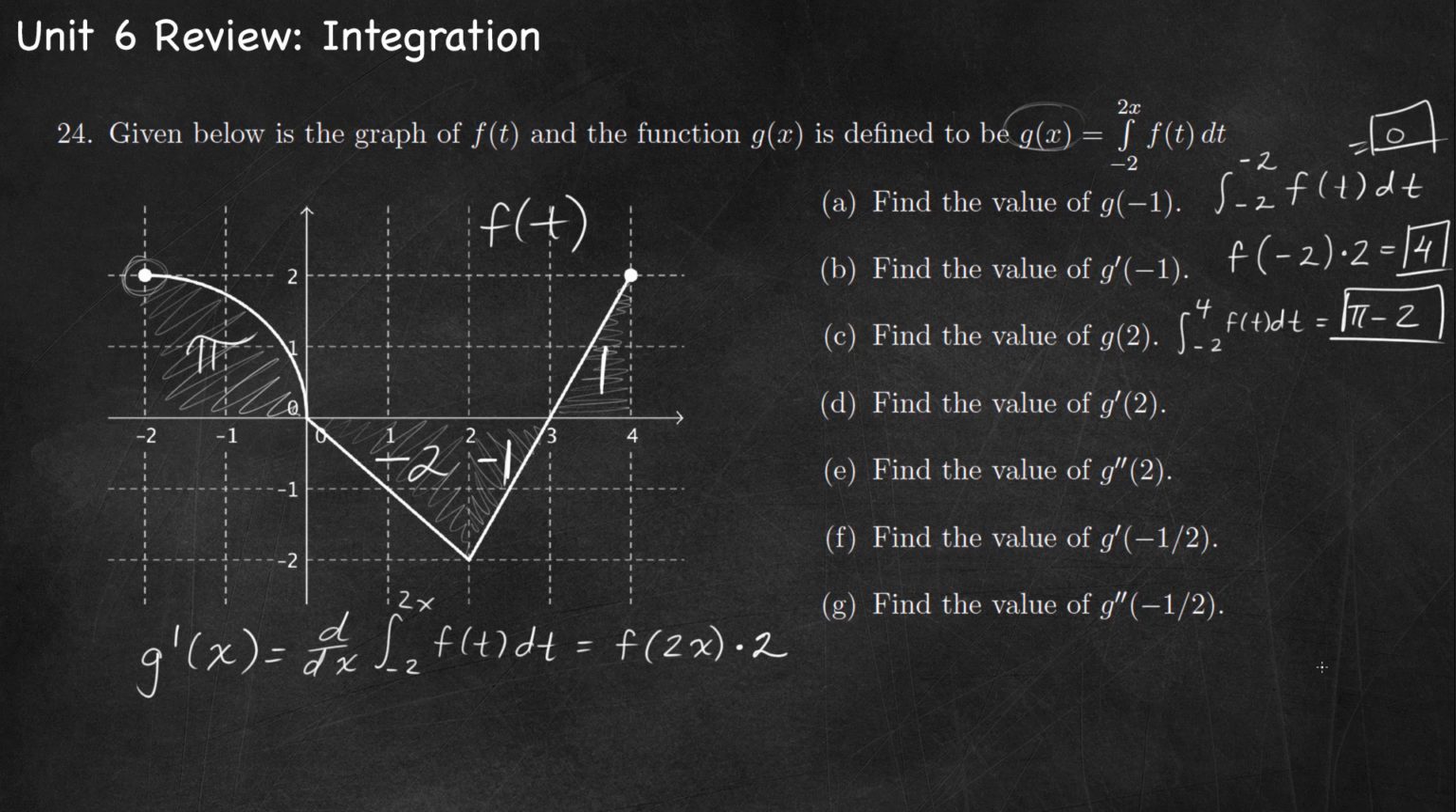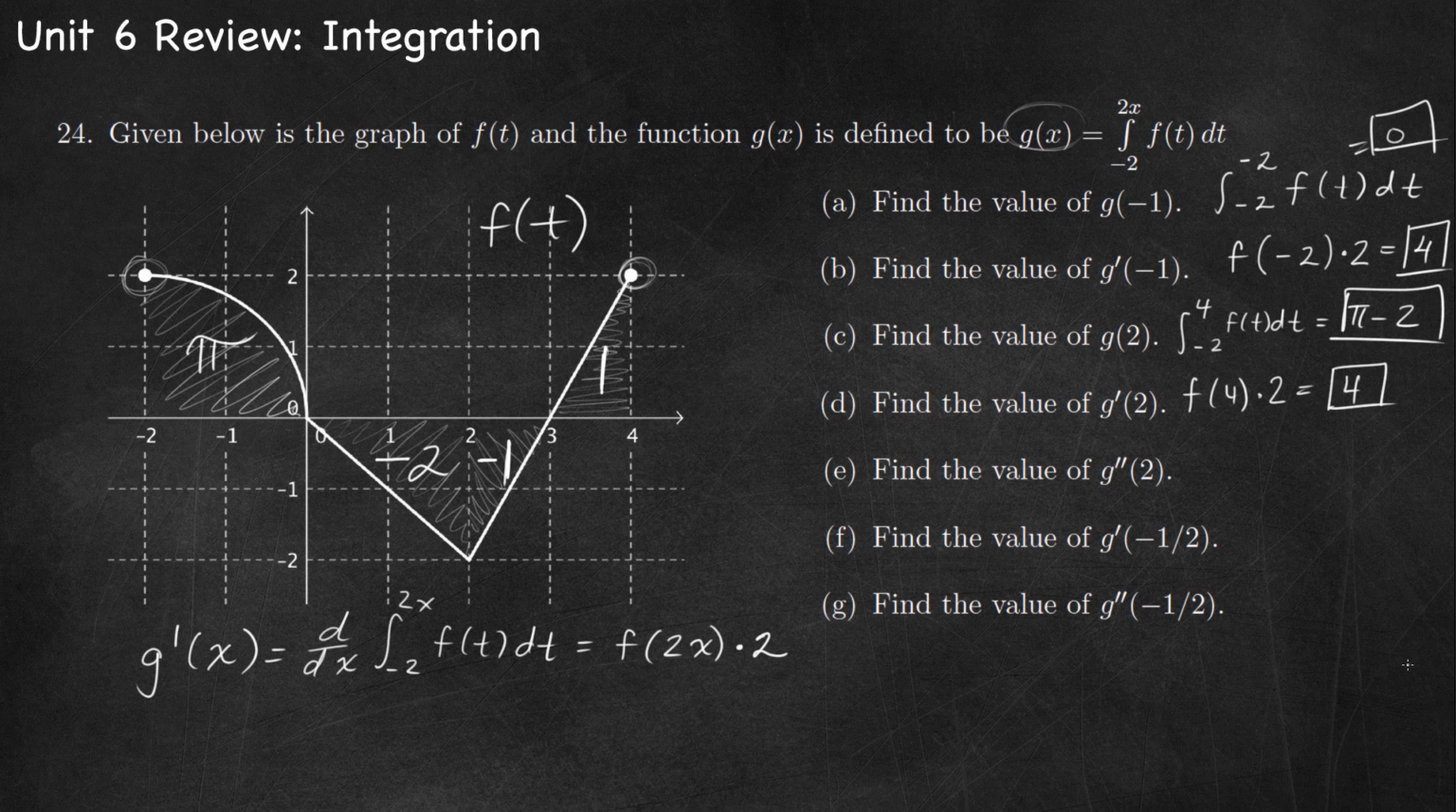Now g prime of 2, I'm going to my g prime equation. G prime of 2 is f of 2 times 2, times 2. So f of 4 times 2. F of 4 we read off the graph. F of 4 right here is 2. So 2 times 2, that gives me 4.